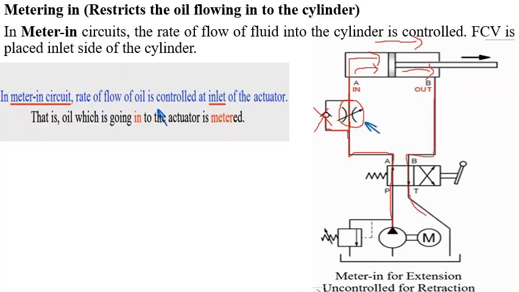And it travels towards the tank. The extending speed of the cylinder can be increased or decreased by regulating the flow of fluid in the flow control valve. Hence, the name meter in circuit.